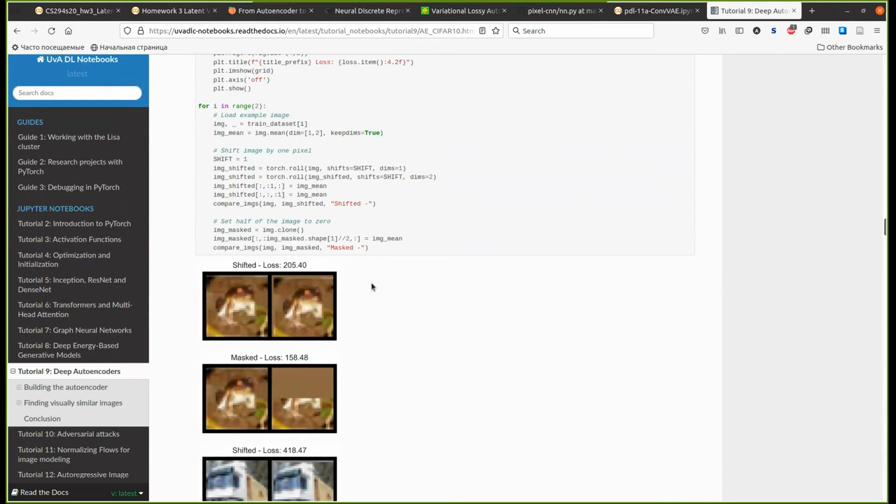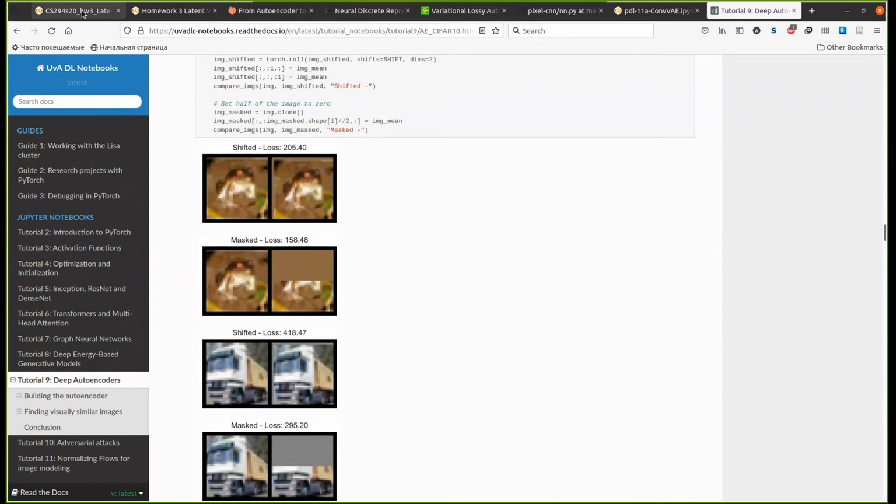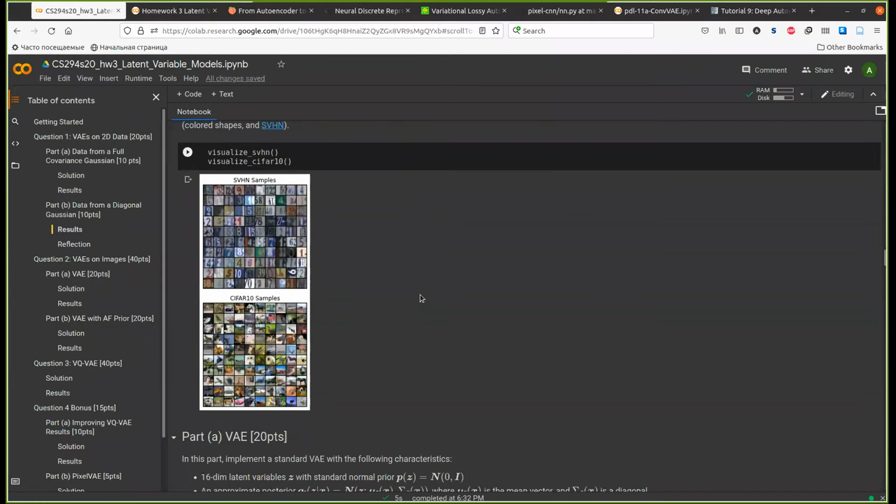And probably the GAN approach is one way to solve it. Okay, so now let's get back to our problem here.